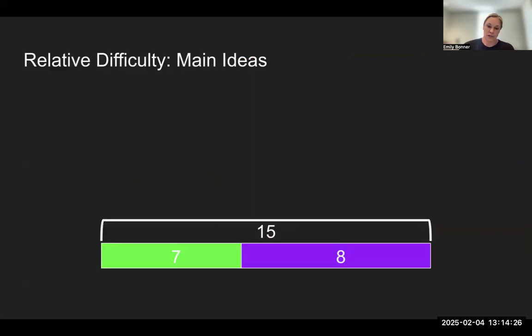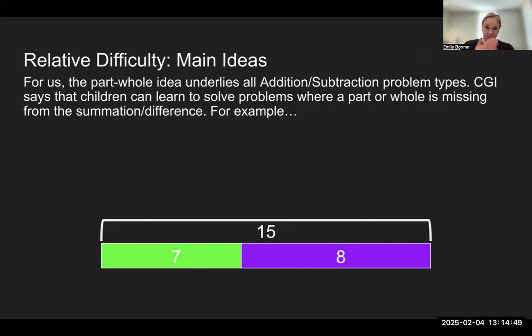So I want you to just look at this problem now. I have here a problem showing the relationship between 7, 8, and 15. And I want you to think about how you would think about this number fact as an adult. For many of us, we would be thinking of 7 plus 8 equals 15, right? That's the way we think about it. That's what makes sense to me. But for children, that's the part-whole that kind of underlies everything.